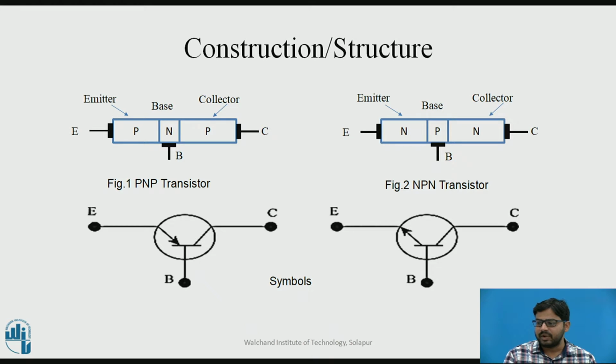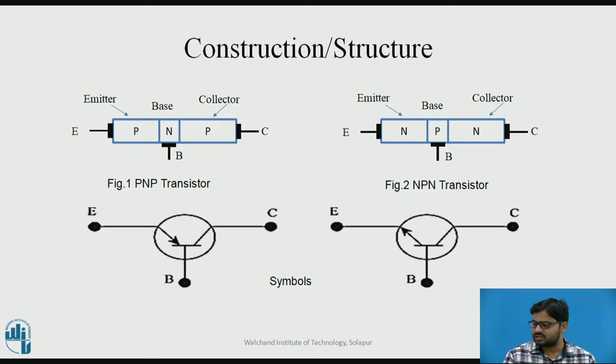The emitter region is highly doped as compared to the collector. The collector is moderately doped as compared to the emitter, and the base is lightly doped. You can also observe that the dimension of the collector is somewhat more as compared to the emitter, and the dimension of the base is somewhat less. That makes it an ideal device, which makes the emitter current approximately equal to the collector current.